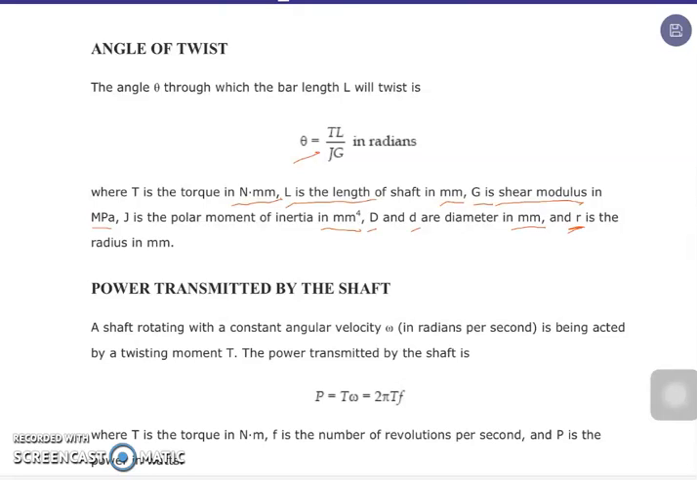So the power transmitted by the shaft: when a shaft rotating with a constant angular velocity omega in radian per second is being acted upon by a twisting moment T, the power transmitted by the shaft is equal to T times omega, which is equal to 2 times pi times T times F. Of course, T is the torque, F is the number of revolutions per second, and P is the power in watts. So that is the formula to compute the power being transmitted by a shaft.